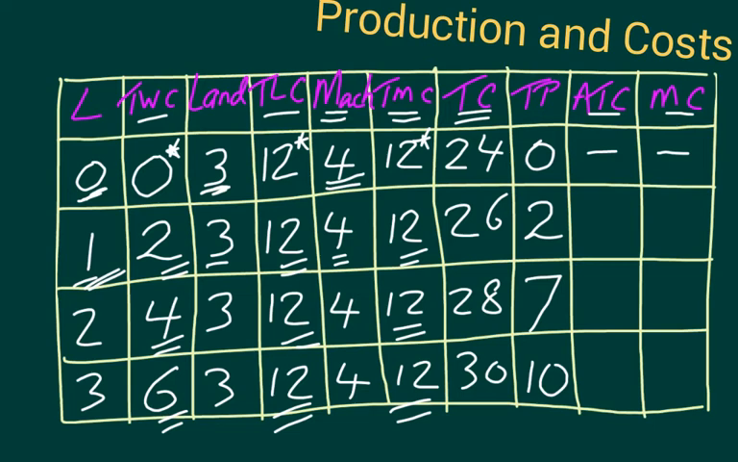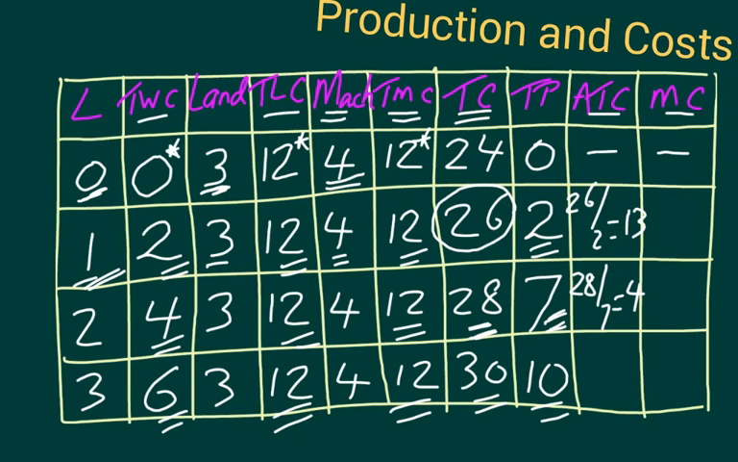The next row, total cost is 26. And so average total cost is total cost per product. So we have to divide by the total number of products. So it's 26 divided by 2, and that is equal to 13. Next, we have total production of 7. Total cost is 28. So average total cost, which is total cost per product, is total cost 28 divided by the number of products 7. 28 divided by 7 is equal to 4. So that went down drastically. And the last one, we're making 10 products and total cost is 30, so 30 divided by 10 is equal to 3. So it went down even more there.